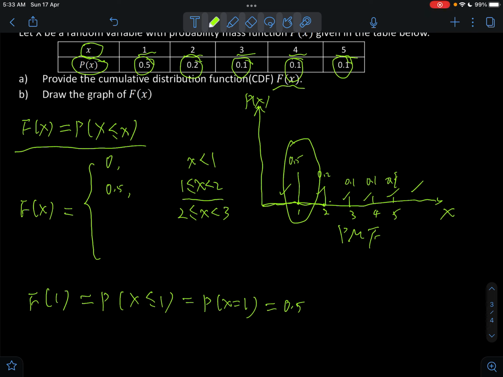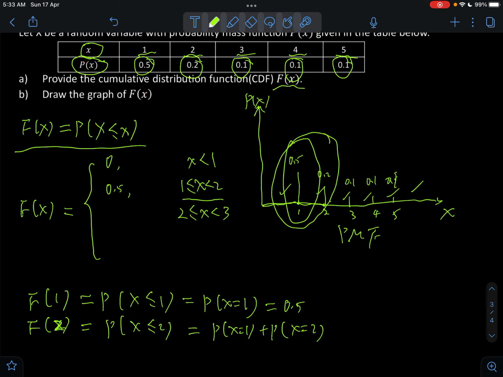Then the next range is X less than 3 and X greater than or equal to 2. Similarly, for this range, the only new value for X is X equals 2, which is equivalent to the probability of X less than or equal to 2. So we can say it is the probability of X equals 1 plus the probability of X equals 2, which is nothing but the sum of these two bars here. So here it is 0.7.